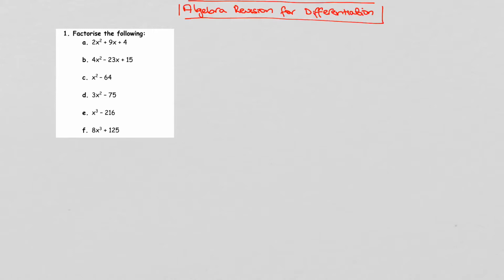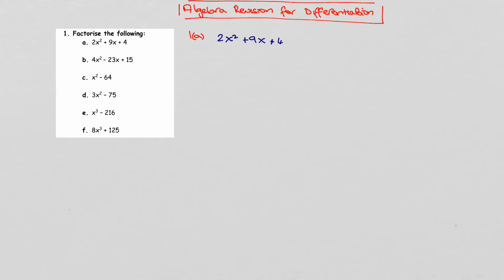In question 1 here, we're looking at factorising the following, from A to F. We're going to start with the first one, which is just a standard quadratic equation: 2x squared plus 9x plus 4. And again, you can factorise this whichever way you prefer.